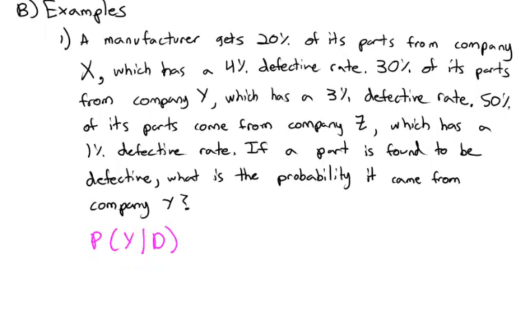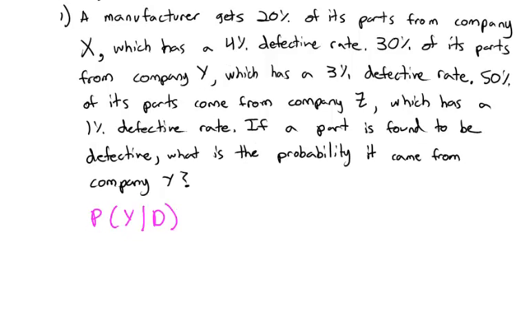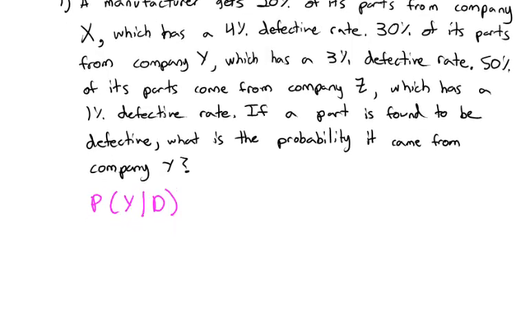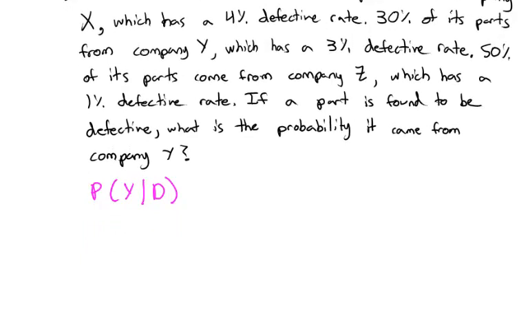Now the first question is, why don't they just get everything from company Z, which has a 1% defective rate? Well, it's possible the company Z cost more, and so they want to alleviate their cost. Maybe they did some type of simplex method problem, found out this was the distribution that gave them the most profit with the less expense. So now we want to figure out where this defective part came from.